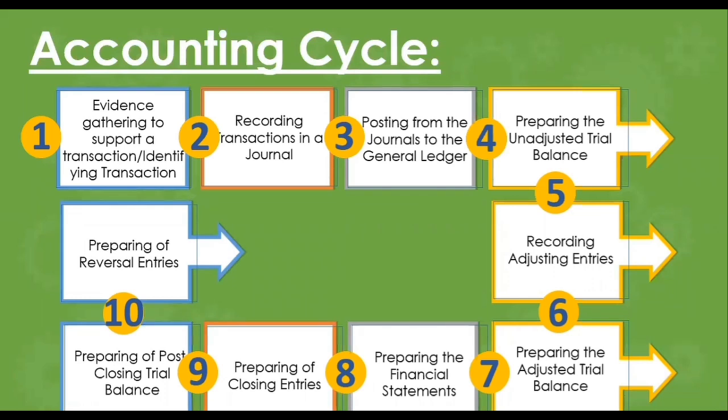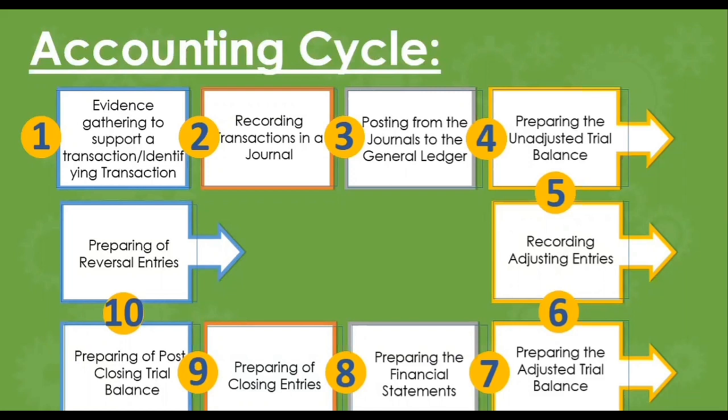And here, on our first key area that I'm going to be highlighting today, we will be discussing the accounting cycle. Now, the accounting cycle is comprised of 10 steps. First is evidence gathering to support a transaction, or other authors call it identifying transactions. Now, here in the first step of the accounting cycle, identifying the transactions from the events is the first step in the accounting process.